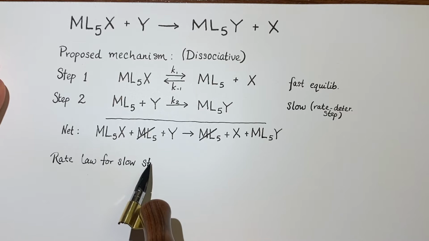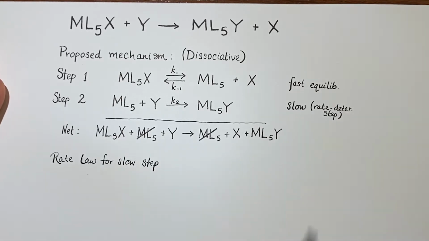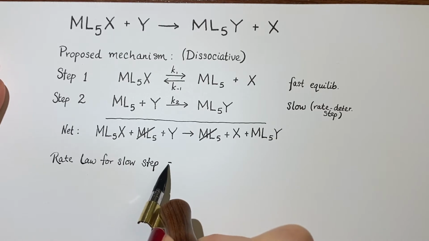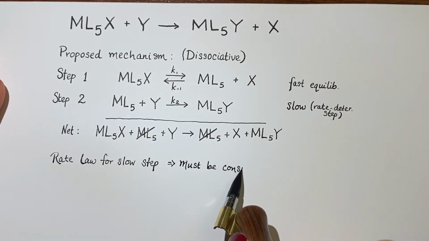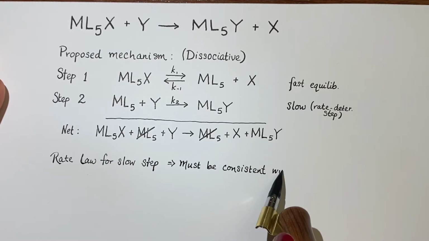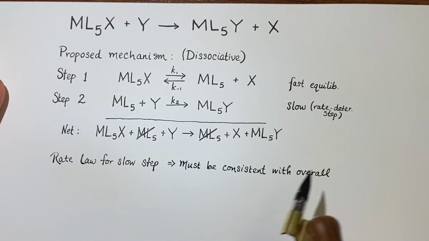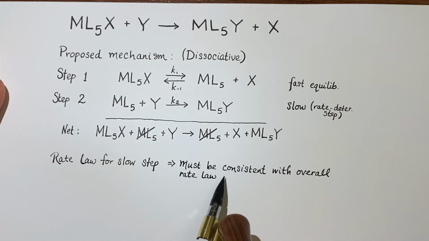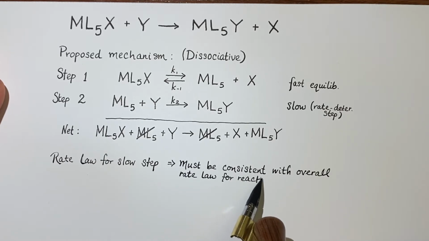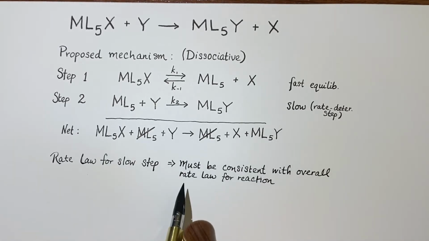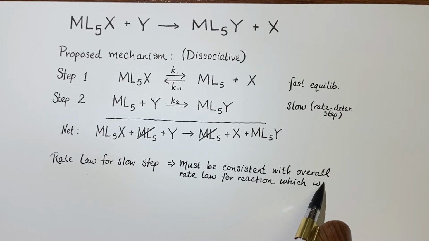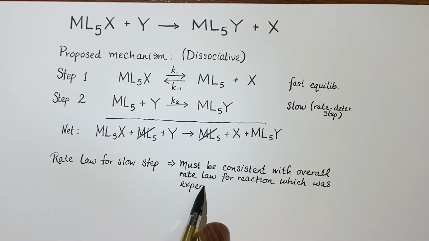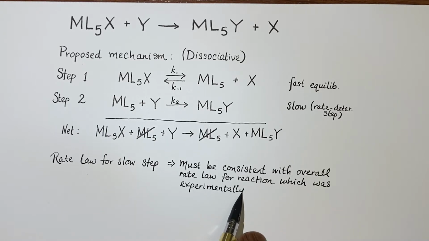Because the rate law for the slow step necessarily always must be consistent with the overall rate law for the reaction. Okay? And to add one more thing, the overall rate law for a reaction was experimentally determined.